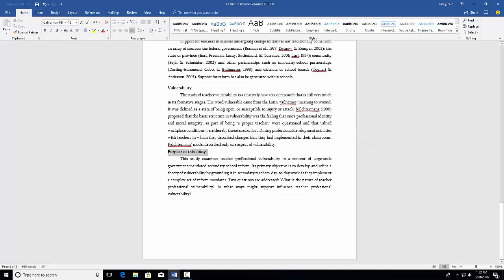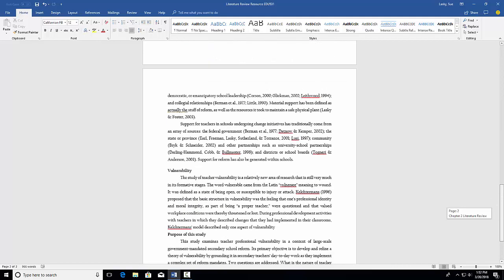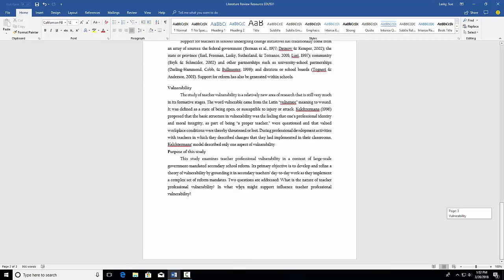You close with restating the purpose of your study. Because the articles are organized by theme, you do not need to include an analysis of the key themes across the articles.